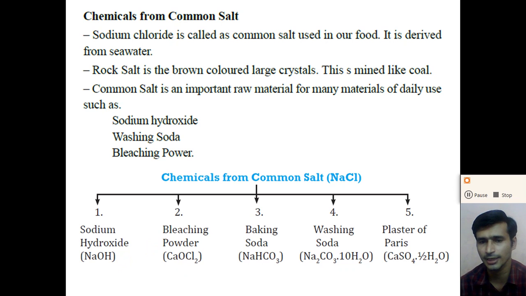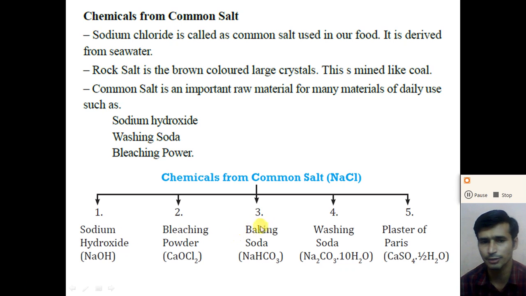So dear student, if you have not seen the previous video yet, see it for the preparation and the use of sodium hydroxide, NaOH, by the chlor-alkali process, and the use of the products obtained in that process. Also see it for the preparation and use of bleaching powder, CaOCl2, calcium oxychloride. See the previous video for the preparation and use of the first two chemicals.